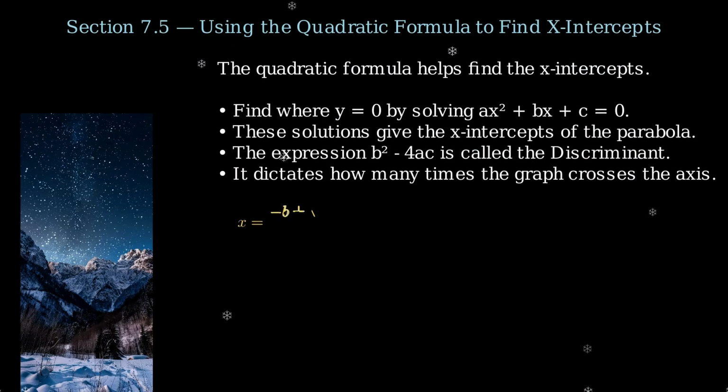Section 7.5. We can use the quadratic formula to find the x-intercepts of a parabola. By setting y equal to 0, finding the solutions to the quadratic equation allows us to see exactly where the graph crosses the x-axis. In fact, the value of b squared minus 4ac under the radical tells us a lot about these solutions.